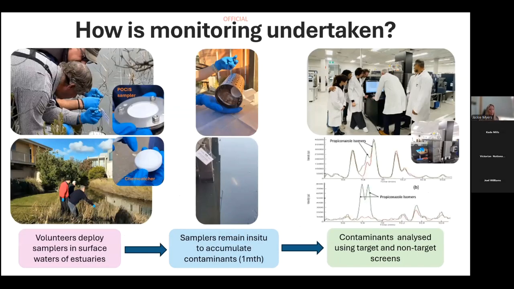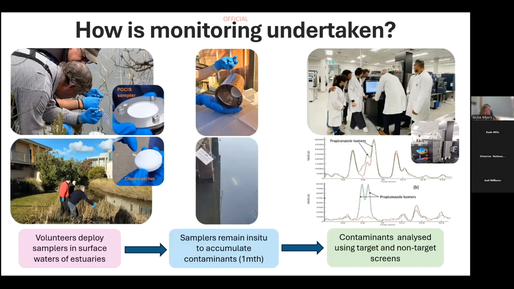Now, how do we do this sampling and monitoring? As I mentioned, we're focusing on surface waters, and what we're using are special samplers called passive samplers, and you can see them in these little pictures here. We're working with volunteers to deploy these samplers out into our estuaries and bays. The samplers go out for around 1 month, and during that time they accumulate the contaminants from the water. After that period, our volunteers go back out and retrieve them.